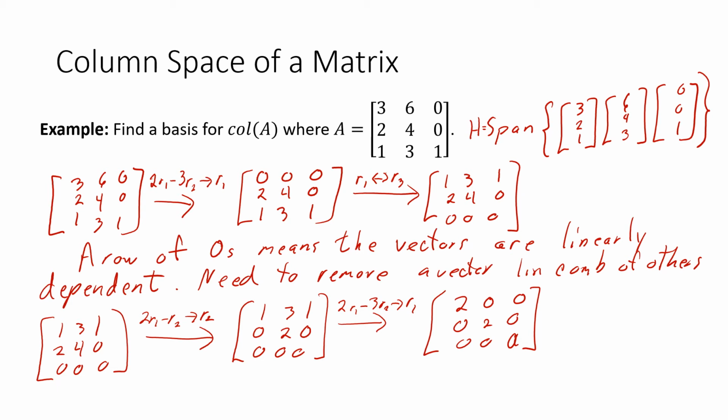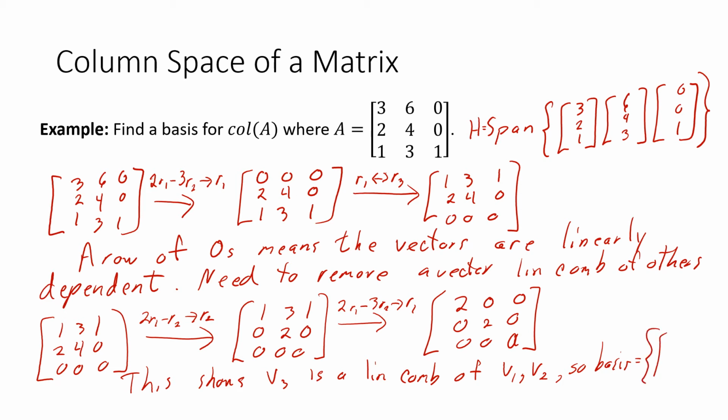We get that row 3 is a linear combination of the first two. So this shows that R3, vector 3, is a linear combination of vector 1 and vector 2. So that means the basis is those first two vectors.